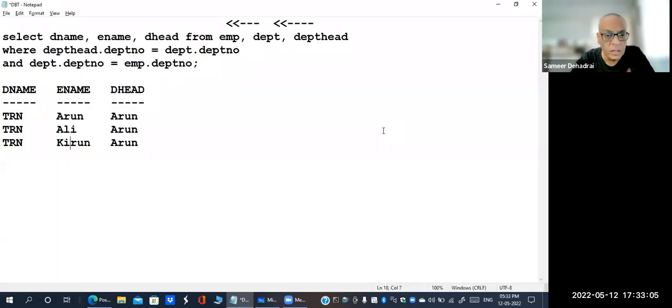So for exports, I'm going to get Jack and Thomas. Of course, the D head is Jack. And then what happens?